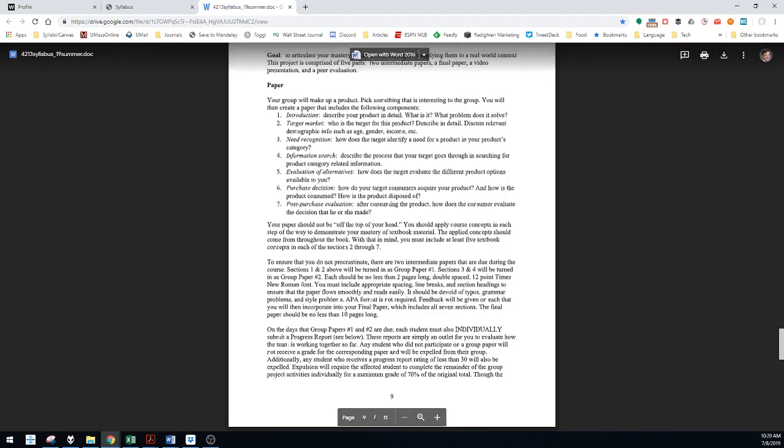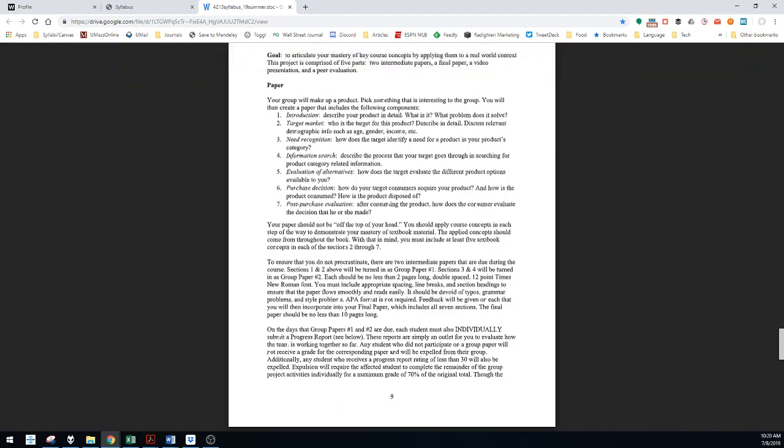The third Friday in the course, we have what we call group paper number 2. Group paper number 2 is going to be sections 3 and 4. So need recognition and the information search. So do that. Third Friday, that is due. Again, I will give you feedback and comments to help you improve the paper.